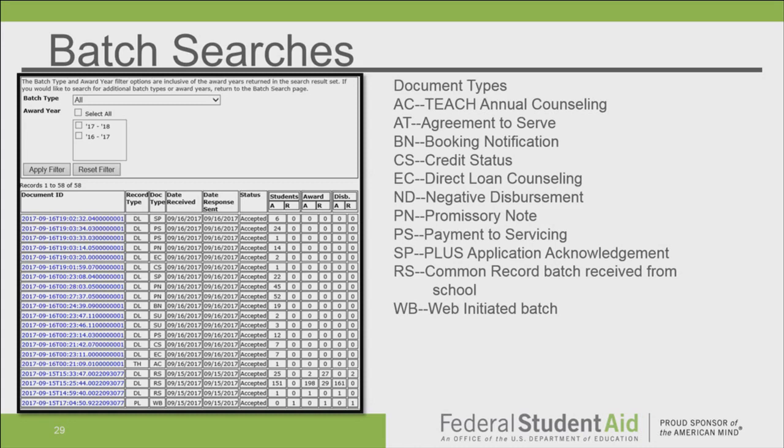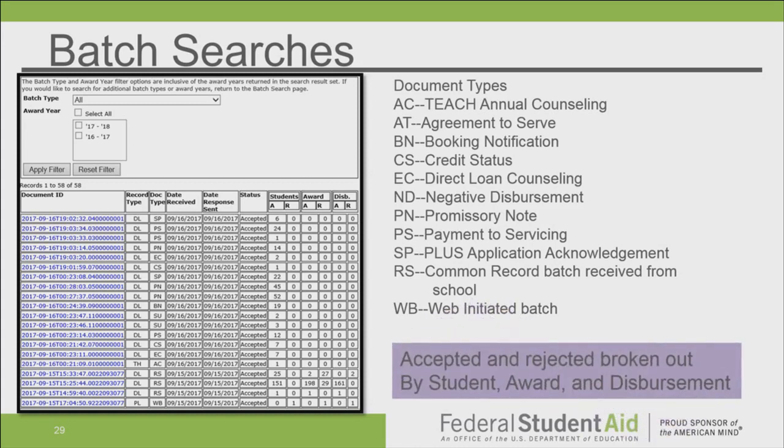But what I'm really, really super excited about is we broke out the right-hand side and added whether the student record is accepted or rejected, the origination is accepted or rejected, or the disbursement is accepted or rejected. So now, yeah, isn't that cool? Thank you, yay, I was so excited about that too.